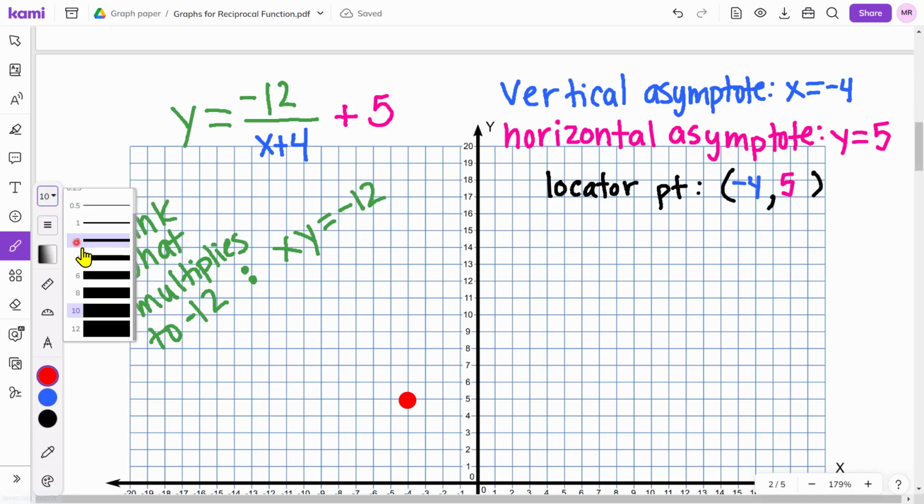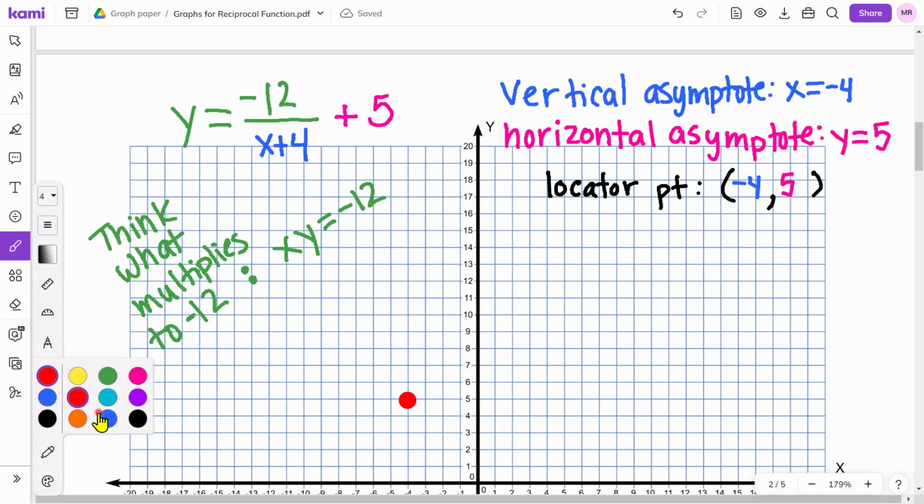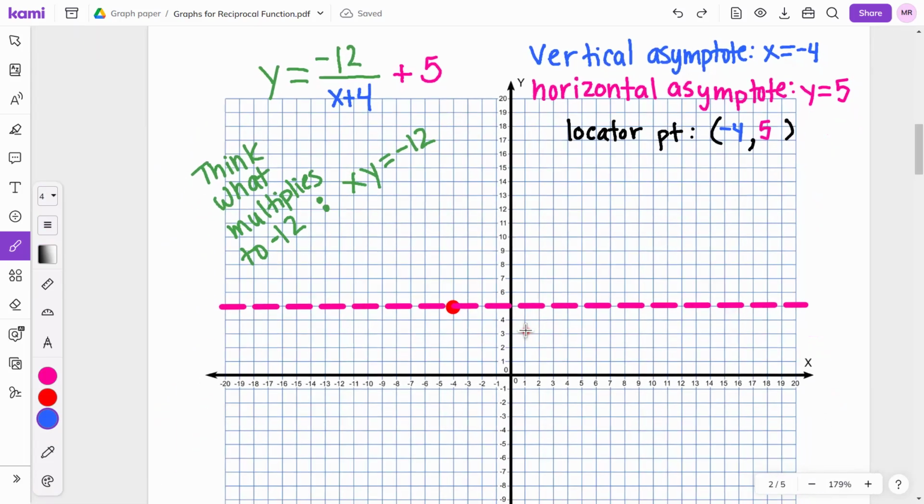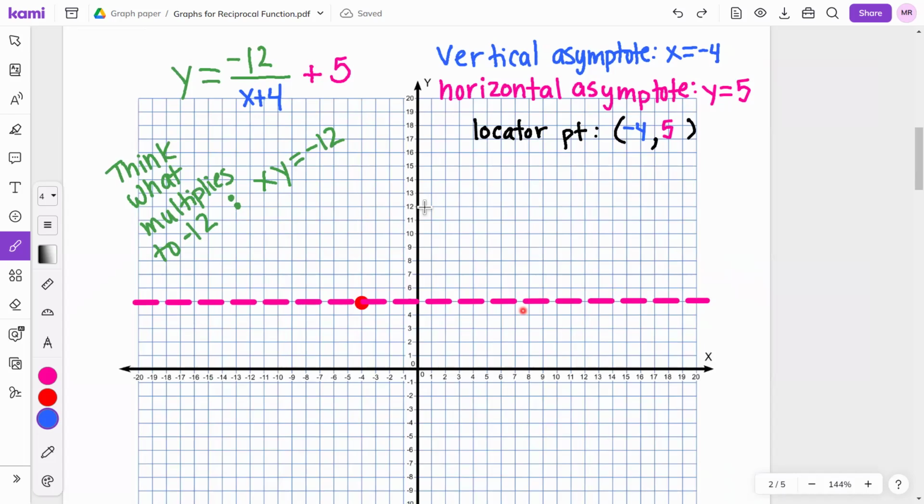Okay, so let's get a thinner font here. Okay, and make it dashed. So my horizontal one is going to be going through this at a height of 5. My vertical one is going to go through this at -4. Oops, let me extend this out a little bit. Okay. So at -4.